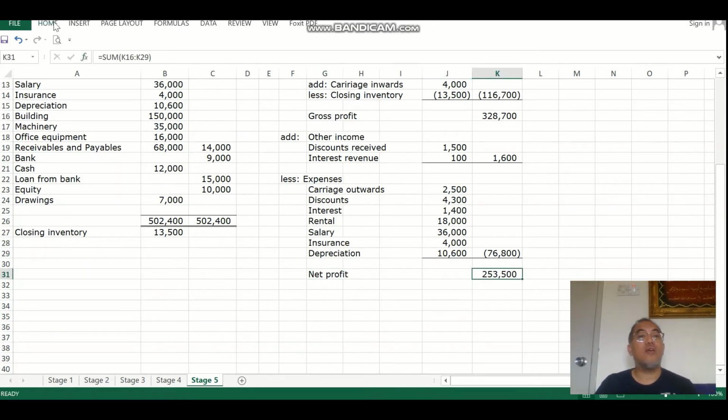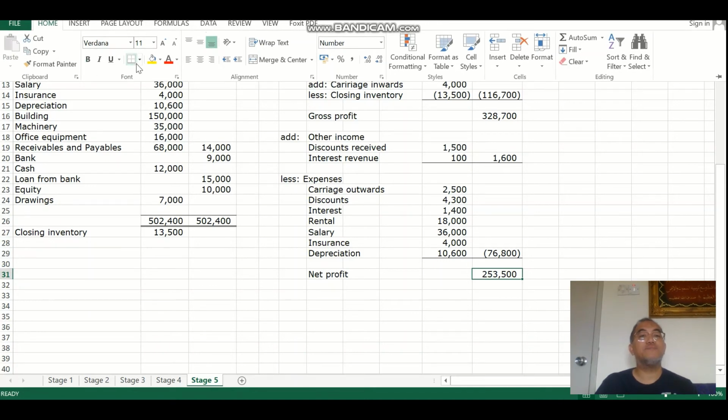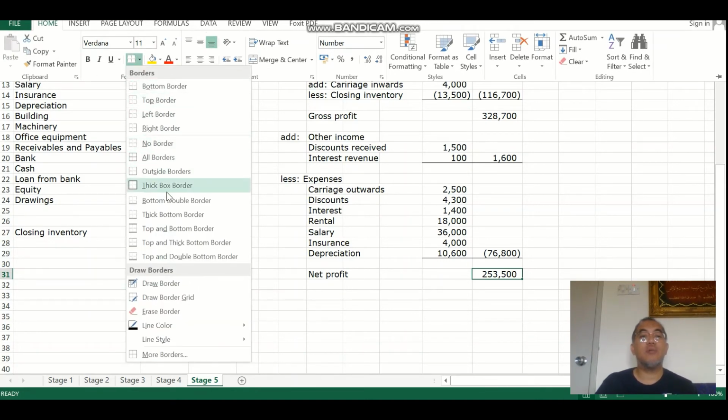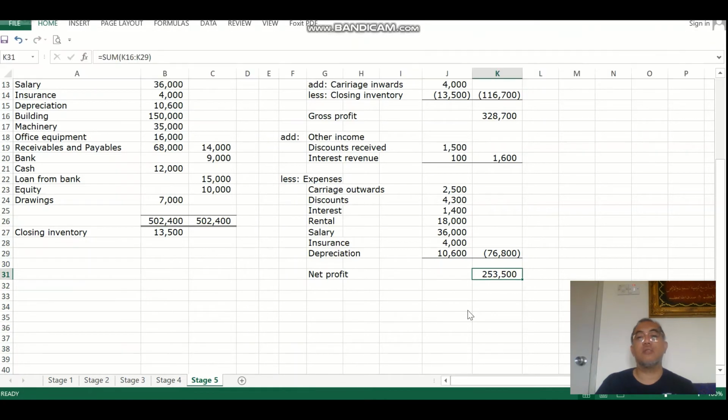Okay, so we have finished our statement of profit and loss. See, quite simple. Okay, now we can move on to our statement of financial position. Okay, let me prepare something.